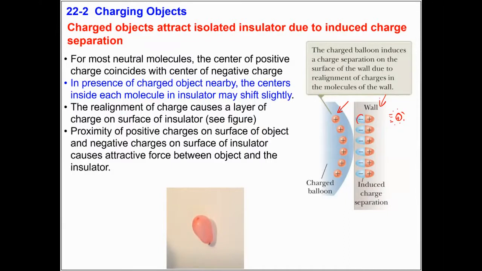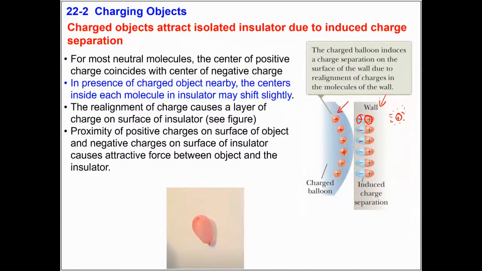So here notice that the negative charge is now moving closer to the surface. The positive charge on each molecule is away from the surface. So we end up with a negative charge surface, and we have a positive charge on the plastic here, so they will attract each other. So here, notice that in this case, this is a realignment of the charges in the molecule.